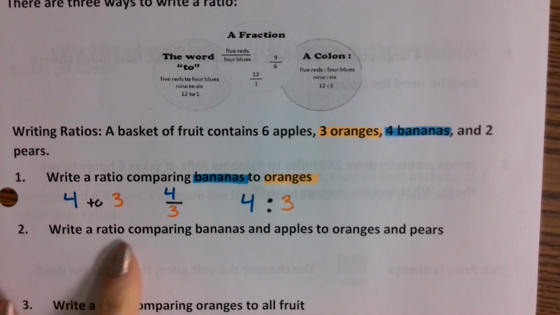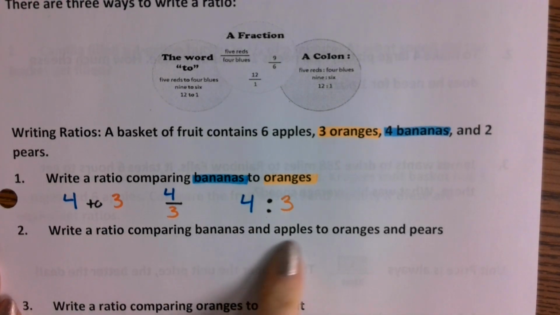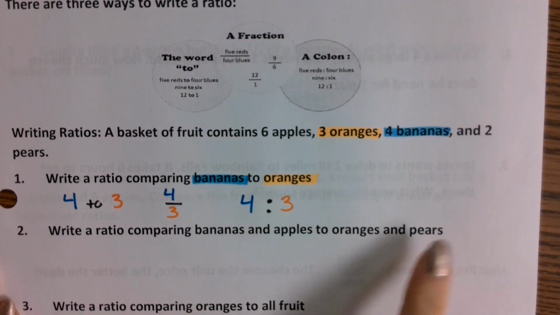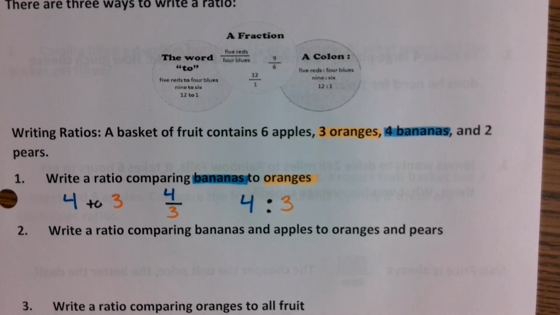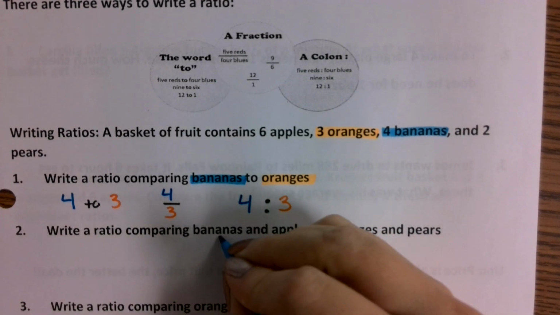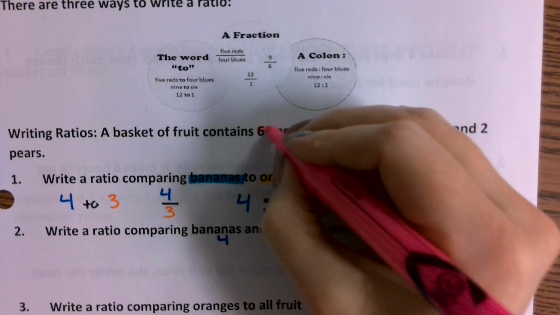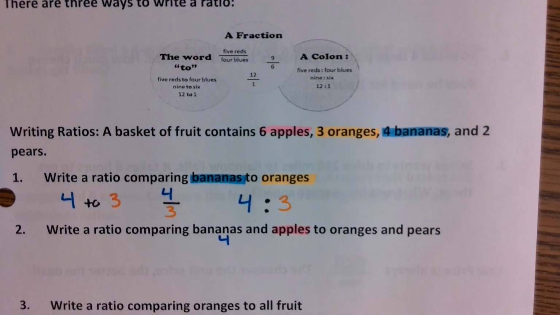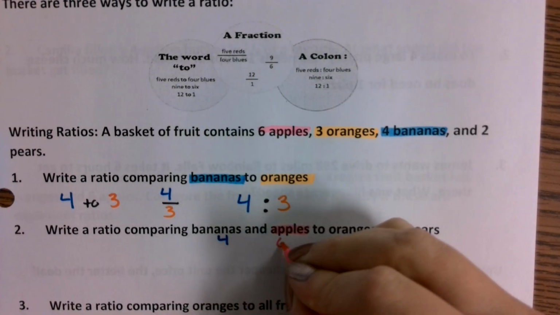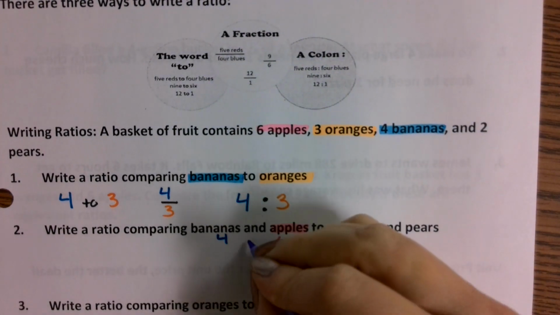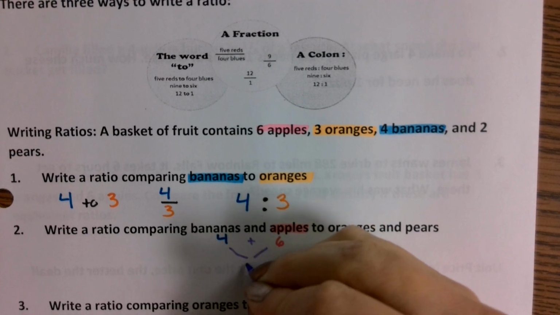Now, I'm going to write a ratio comparing the number of bananas and apples to the number of oranges and pears. So I need to first combine my values. How many bananas were there? 4. How many apples are there? 6, right? So when I say I have 4 bananas and 6 apples, how much is that? 10. I'm going to add those values together, and that gives me 10.